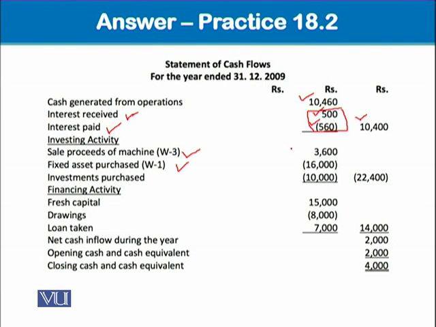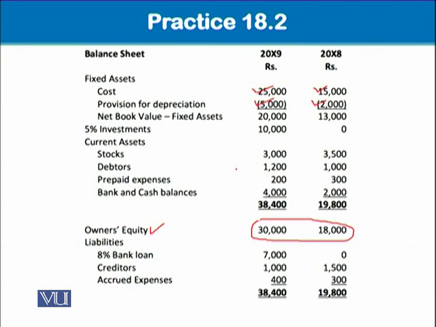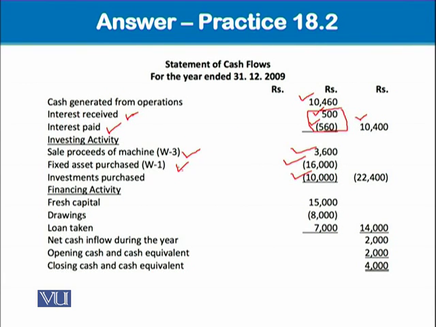So we have already discussed it. We have already discussed this. And investment purchased is 10,000. This is what we are picking up from the balance sheet. We see that there is an investment of 10,000 which is appearing in the current year balance sheet, which was 0 in the previous year. It means that during the year we made this investment. So that is a cash outflow, which will be taken over here within brackets. So the total amount of cash outflow from investing activity is 22,400.